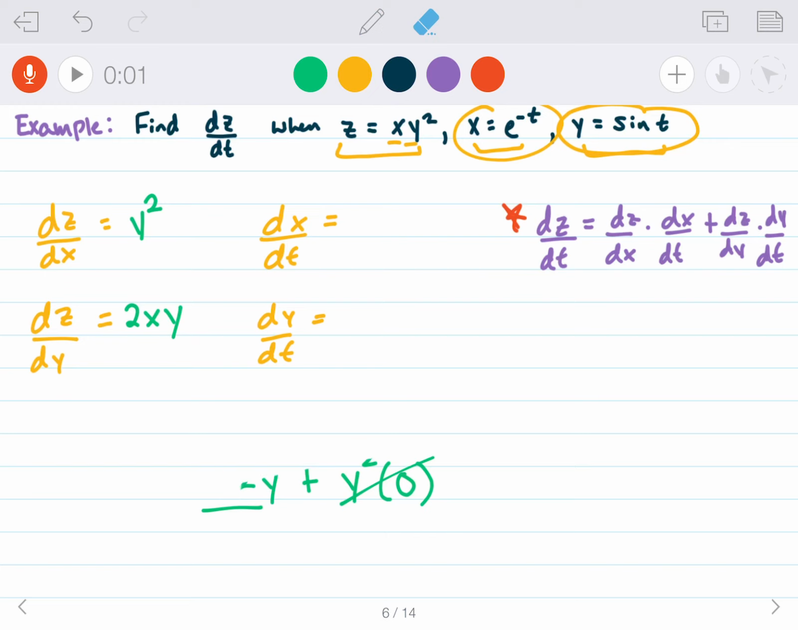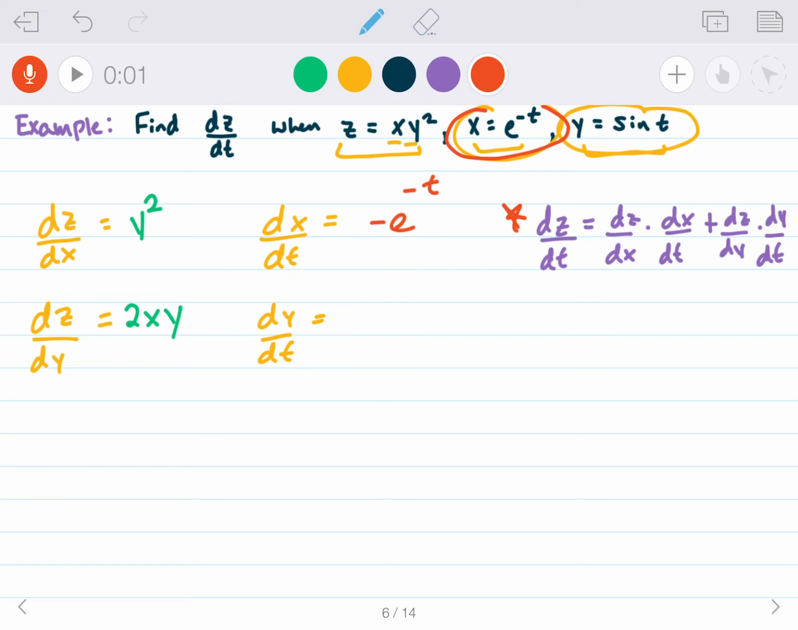Okay, now if I find the derivative of x with respect to t, I'm using this right here, and that's the chain rule. I take the derivative of the outer function times the derivative of the inner function. So the derivative of e to the negative t is e to the negative t times the derivative of negative t, which is negative 1. So it's just negative e to the negative t.